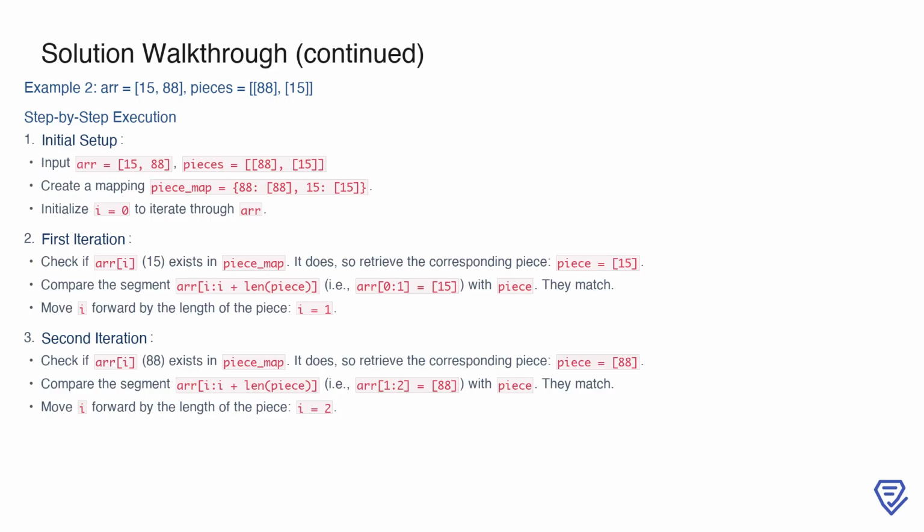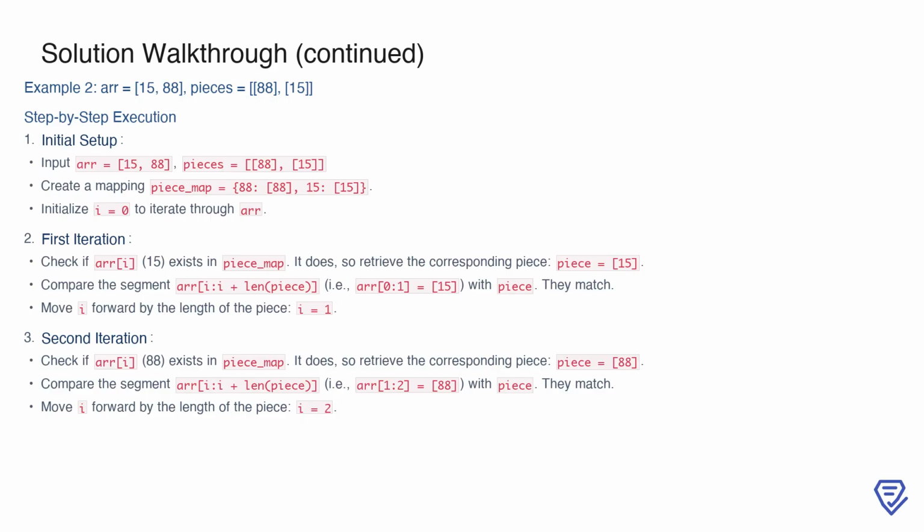It does, so we retrieve the corresponding piece, [15]. We then compare the segment ARR[0:1] equals [15] with the piece, and they match. This allows us to move I forward by the length of the piece, setting I equals 1.